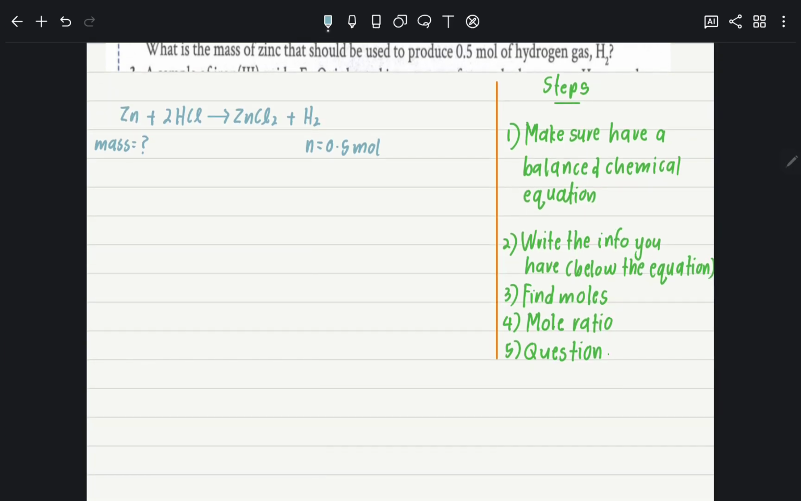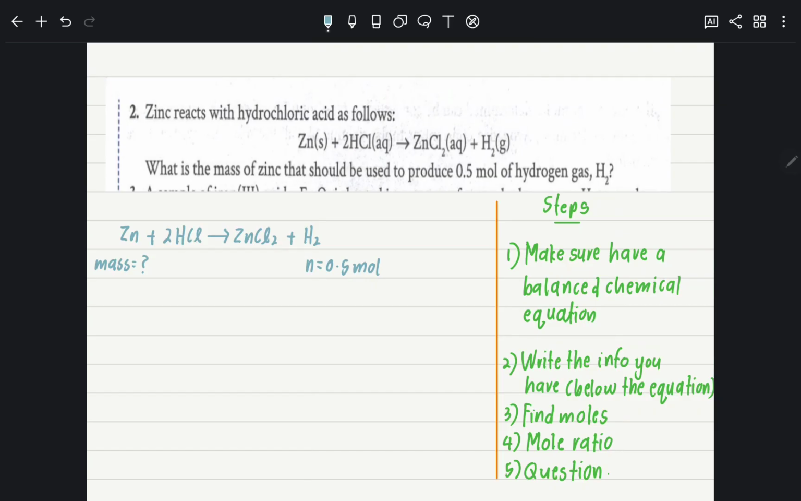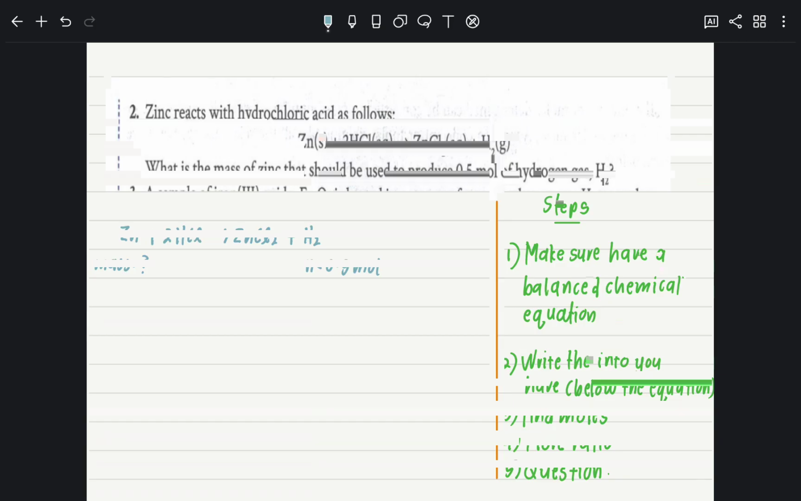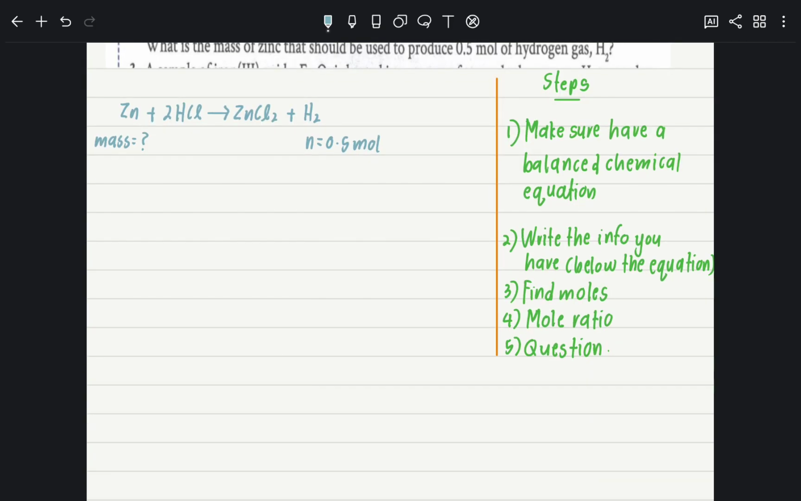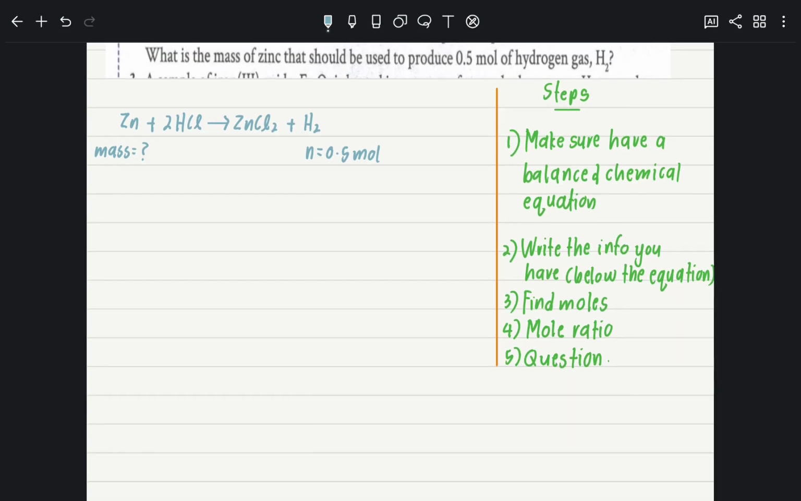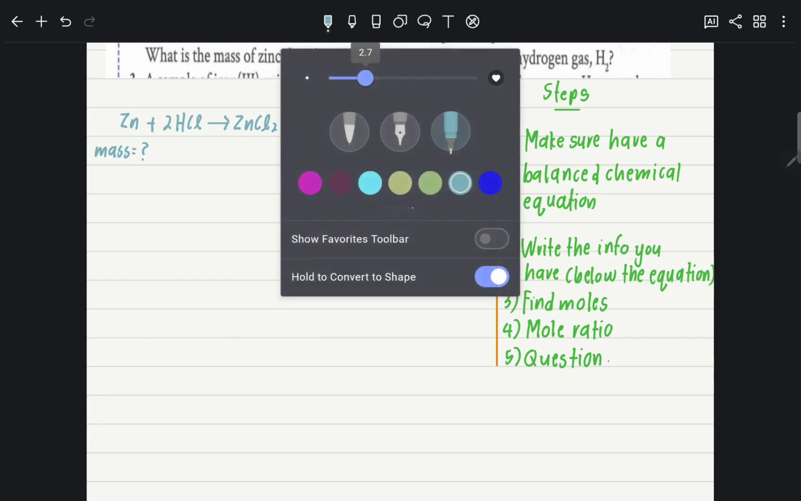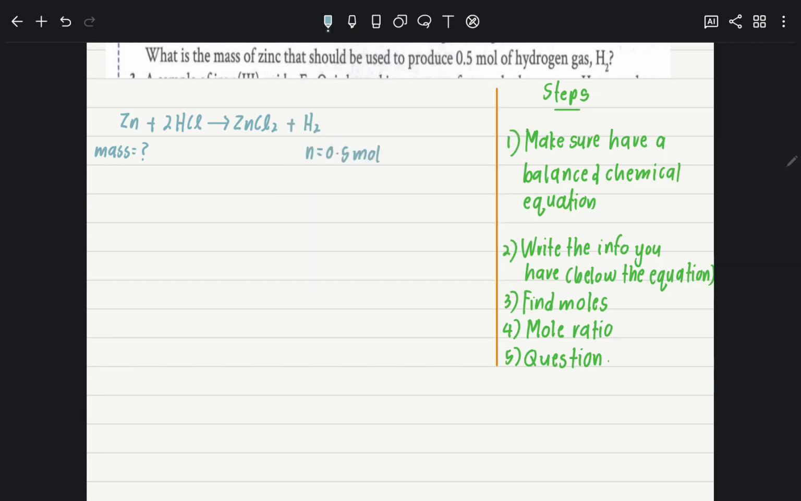Then with which one should you start? Whether you should start with hydrogen or zinc. For sure hydrogen, because you have information about hydrogen only. Basically you already have the number of moles, right? They already gave the number of moles for hydrogen. You see, so you can skip the find-mole step actually. Okay, you can simply go to the mole ratio.